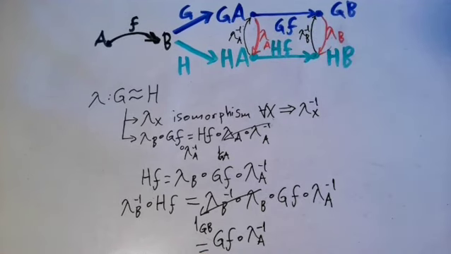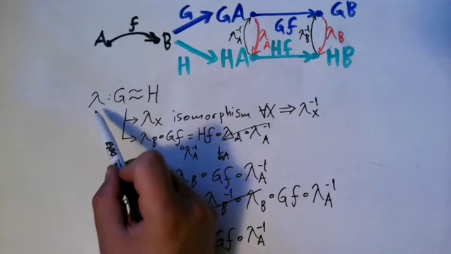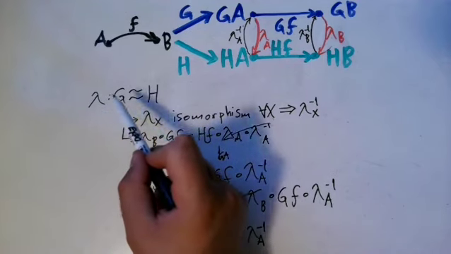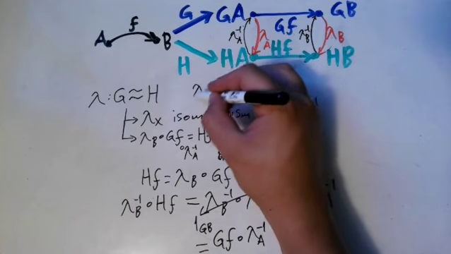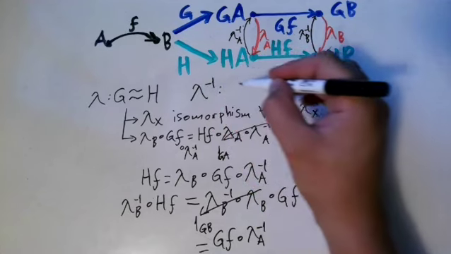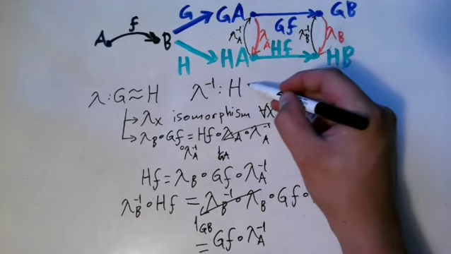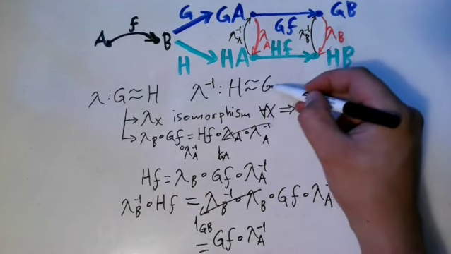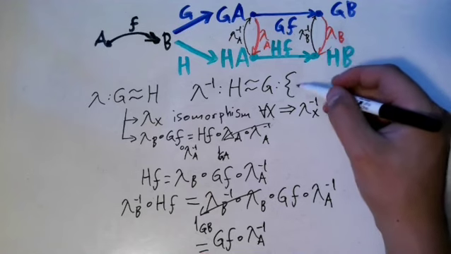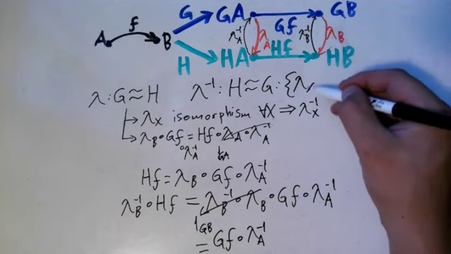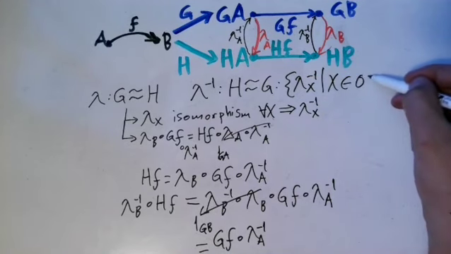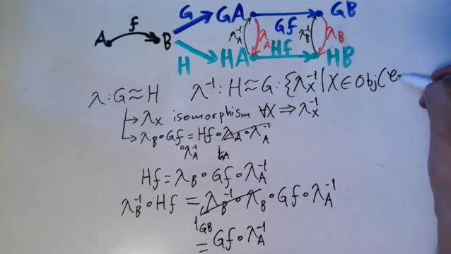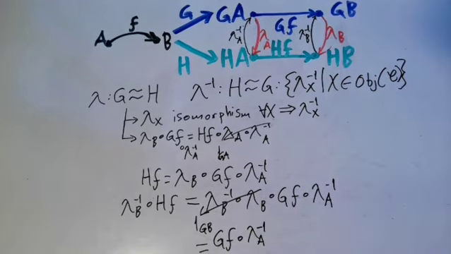And so we get that any time that we have a natural isomorphism going from G to H, we also have a natural isomorphism going from H to G, which consists of all of the inverses of all of the components. Which all exist because they're all isomorphisms.